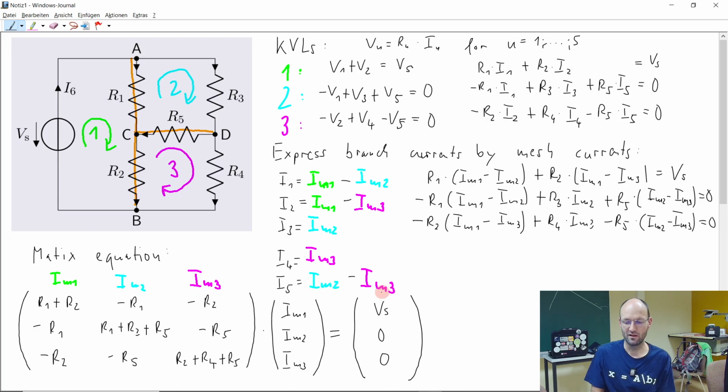Now, if we take a close look at the circuit and at this system of equations that we have in matrix form, what do we see?